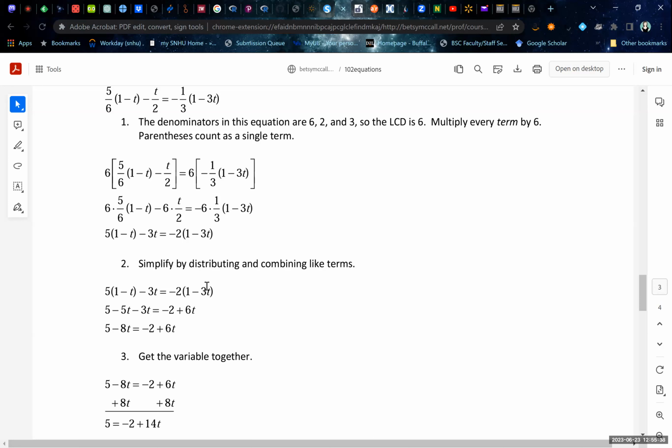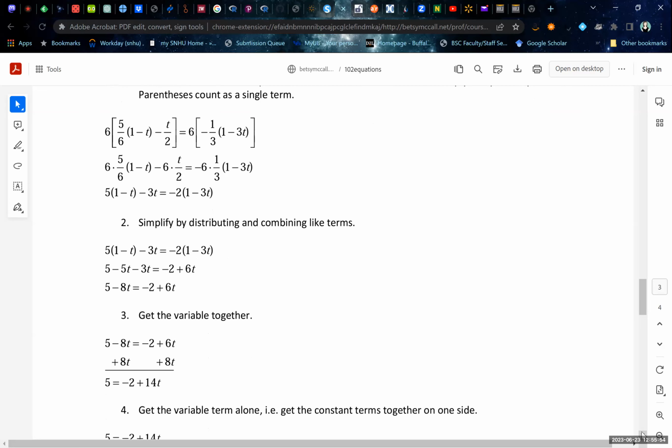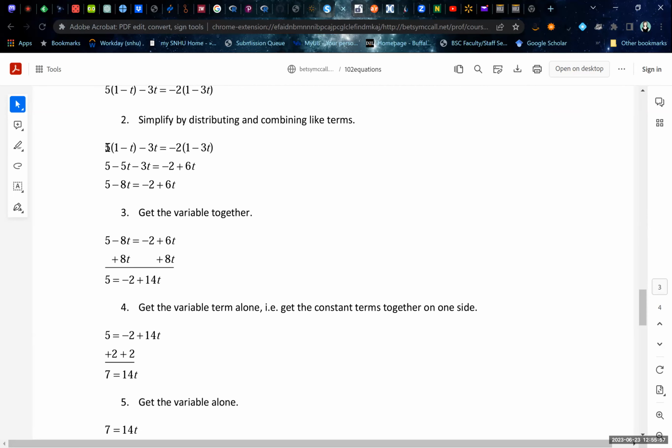Now we're going to simplify by distributing like terms. So notice here what I've done, though, when I get to this stage, there's no more fractions. So much easier to work with when I don't have to deal with fractions. So now I'm going to distribute using the distributive property. I'm going to distribute the 5 to both of these terms.